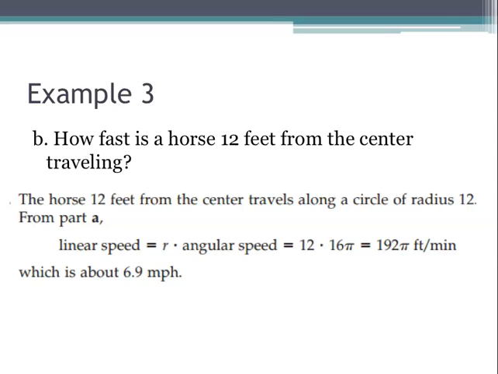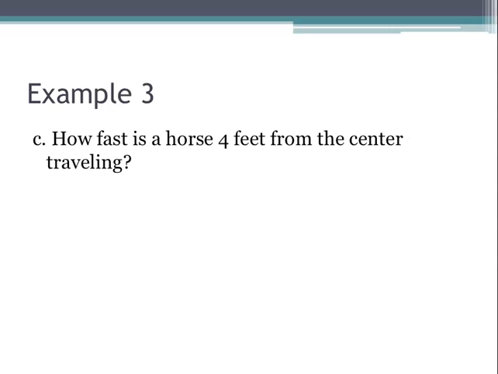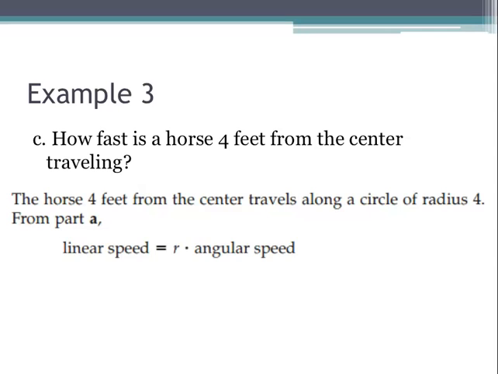All right, last part C. How fast is a horse 4 feet from the center traveling? So this is pretty similar to part B, but it's good to do out, and we'll also compare it to our answer in part B. Okay, so all we have to do is multiply the radius, which is now 4, by 16 pi. That gives us 64 pi feet per minute. And again, we're not as used to thinking about things in feet per minute for speed. So a few conversions from feet to miles and minutes to hours, we'll end up with this being about 2.3 miles per hour.